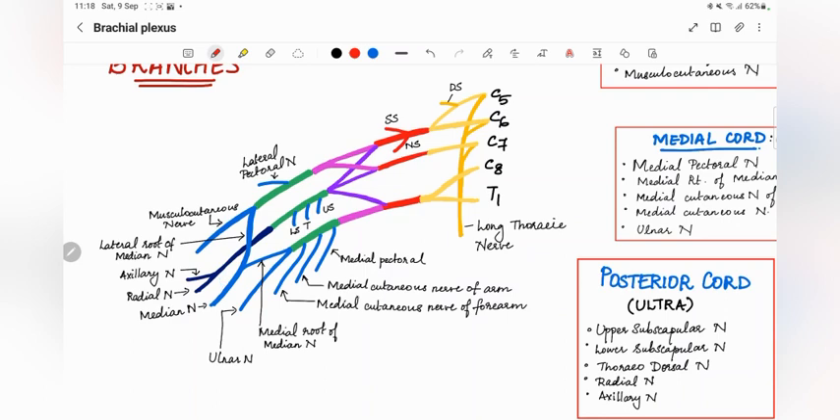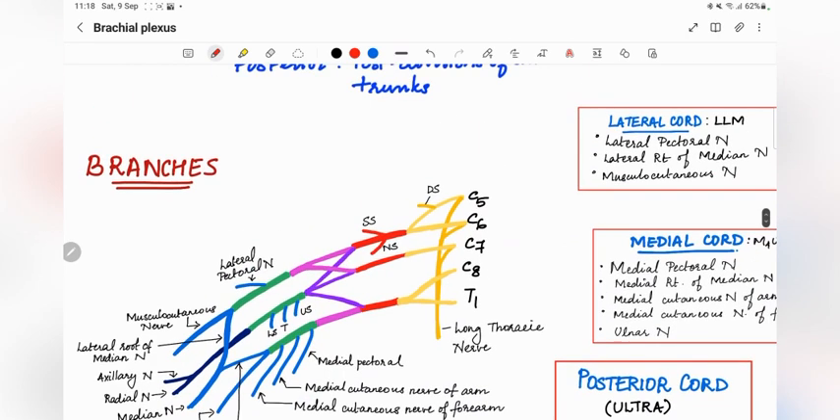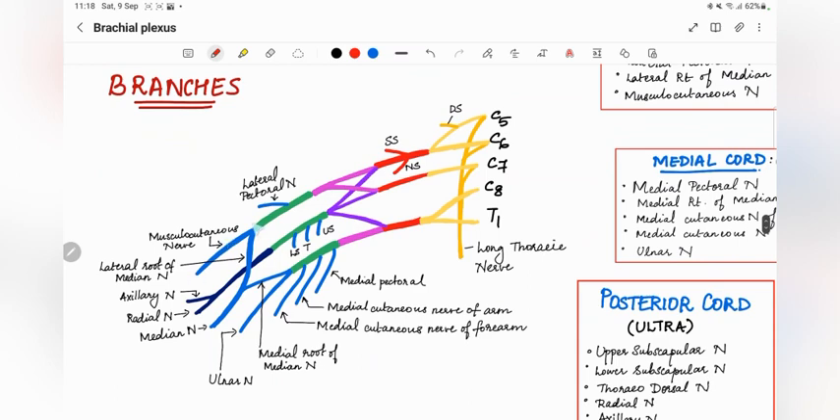So these are the branches of the brachial plexus. So which are the branches? From the roots we have two branches, the dorsal scapular nerve and the long thoracic nerve. From the trunk we have the suprascapular nerve and the nerve to subclavius. Then from the cords, from the first cord, that is the lateral cord, we have three nerves: the lateral pectoral nerve, the lateral root of the median nerve and the musculocutaneous nerve.